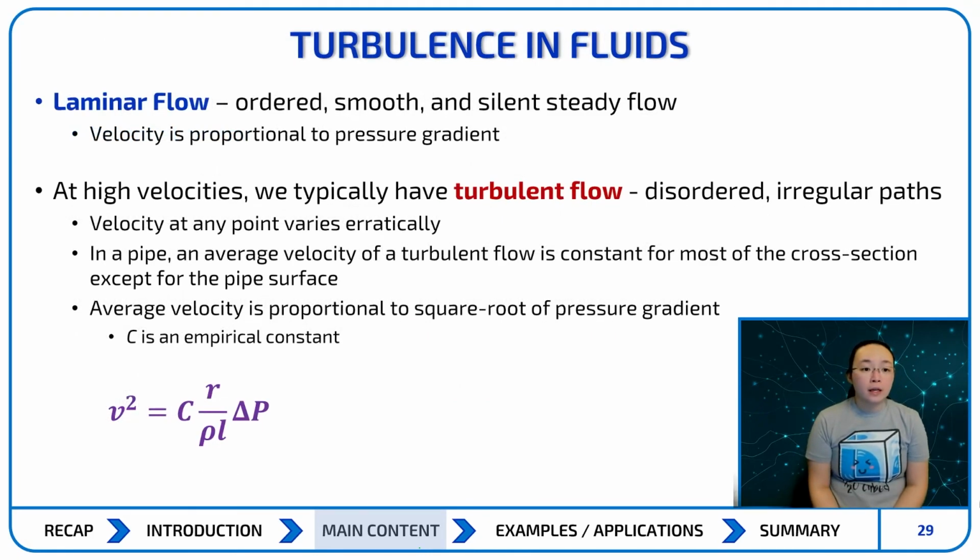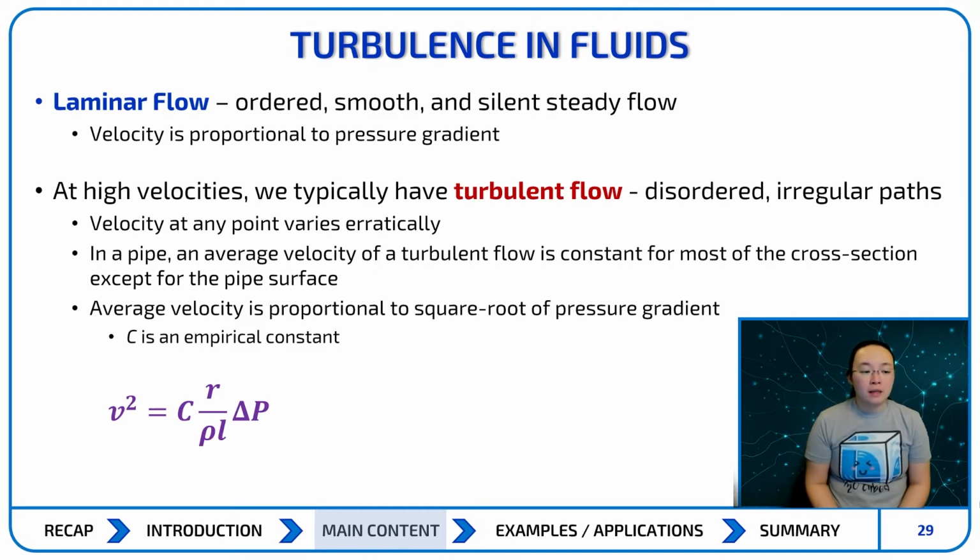Next, we're going to take a look at turbulence in fluids. We have laminar flow. It's ordered, smooth, and it's a silent, steady flow. The velocity is proportional to a pressure gradient. At very high velocities, though, we usually do have turbulent flow. That's usually characterized by disordered, irregular paths. The velocity at any point is going to vary erratically.